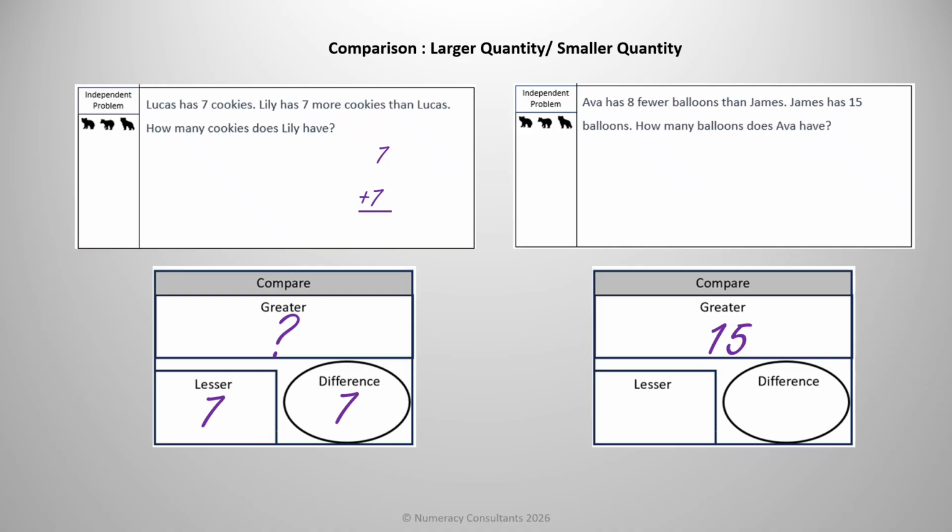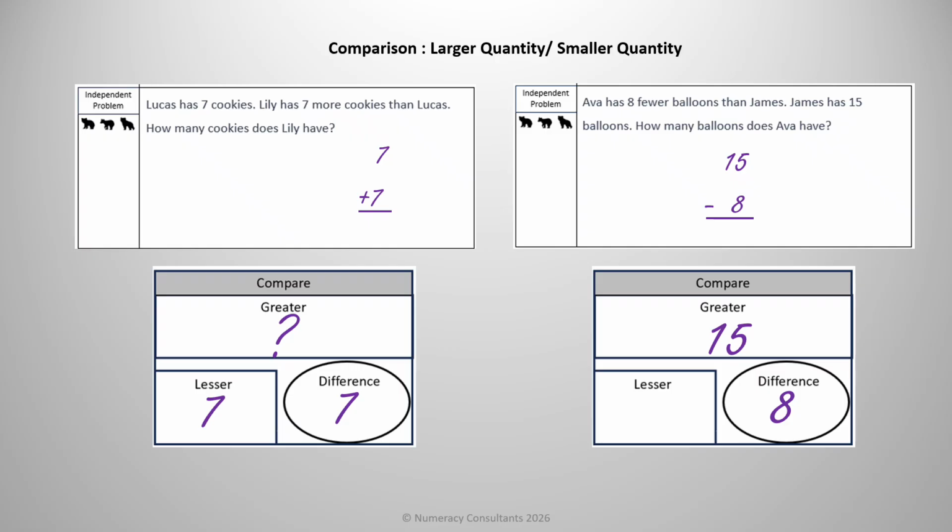It also says Ava has 8 fewer balloons than James. So she has 8 fewer, then we already know the difference between those two is 8. And so then how will we go about solving it? We go ahead and go 15 minus 8, so we're solving for the lesser. Again, both of these are easier. I don't want to say easy, easier to solve because that language of more and less leads you, more leads you to addition and less leads you to subtraction.